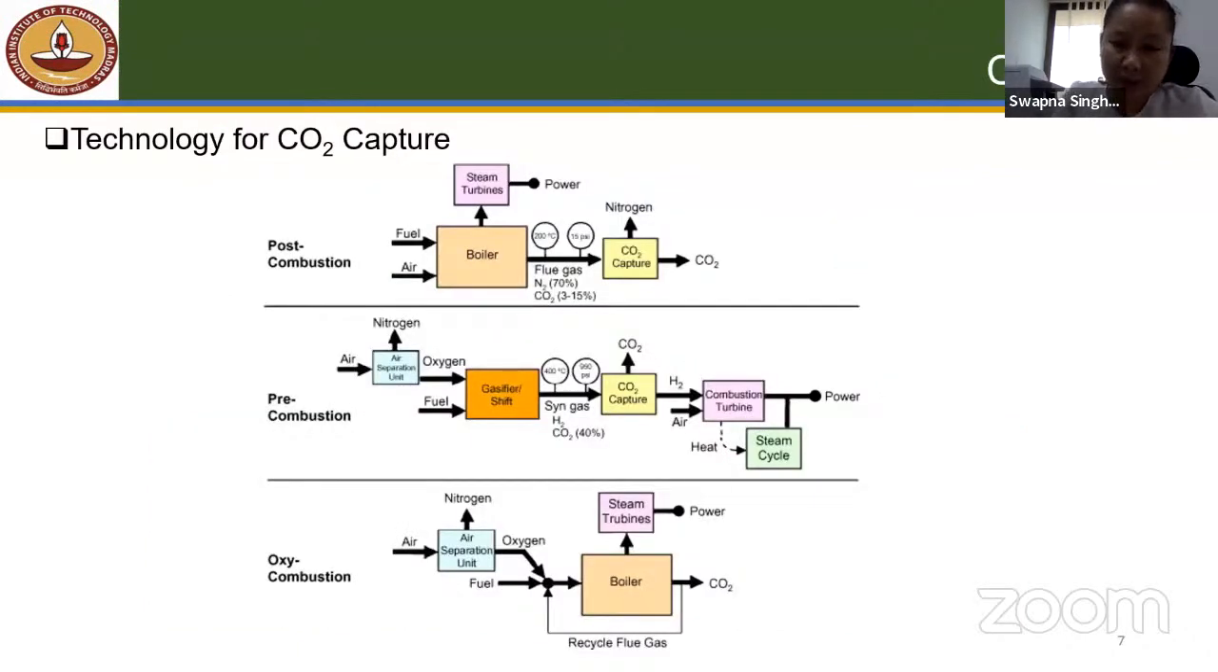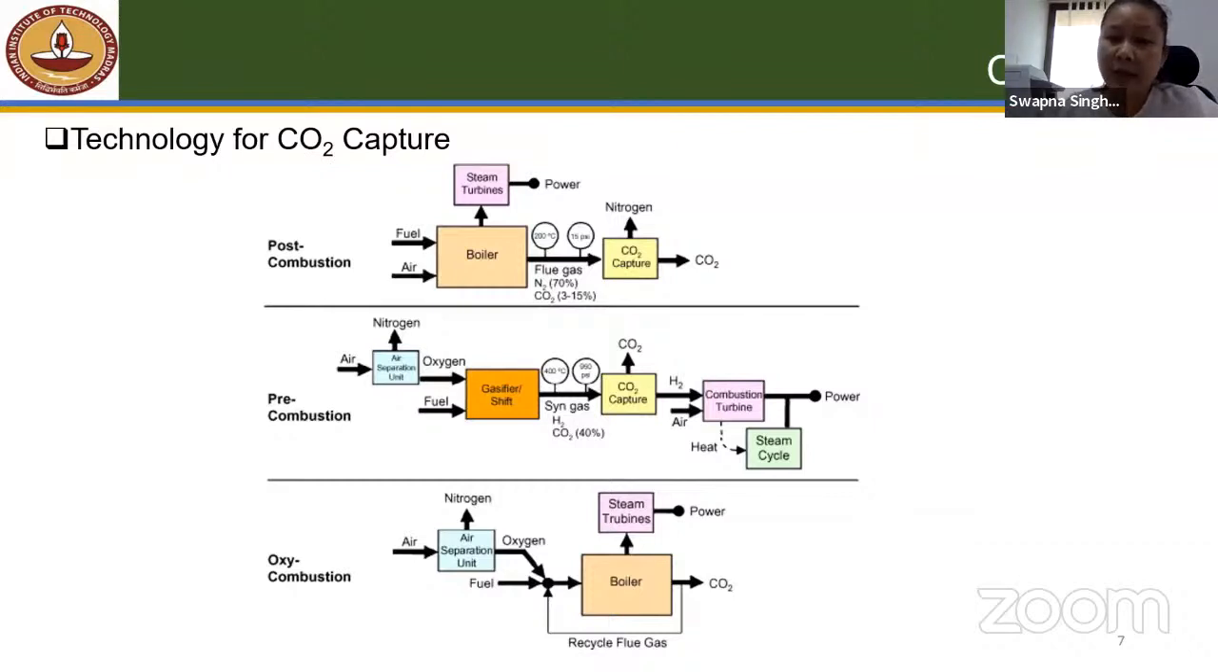Another is oxy-combustion. In oxy-combustion, what happens? The combustion is happening with oxygen. For example, with the air, you have oxygen and nitrogen, right? So nitrogen is separated, because in the flue gas you have nitrogen and carbon dioxide. So the CO2 capture process becomes more tricky with flue gas when nitrogen is present, because NOx can also form. So we have to separate in a different way.